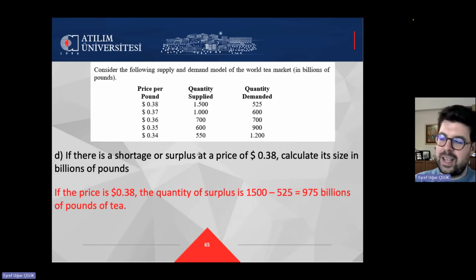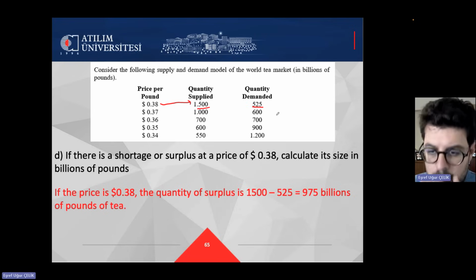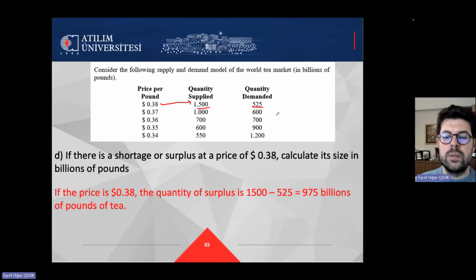I'm also asking it again. So at 0.38, I said the surplus is over here and the amount is 1,500 minus 525, so 975 billion of tea is the surplus or excess supply. But don't forget, we use absolute terms. So when we talk about shortage, we also talk about a positive number, not a negative number.